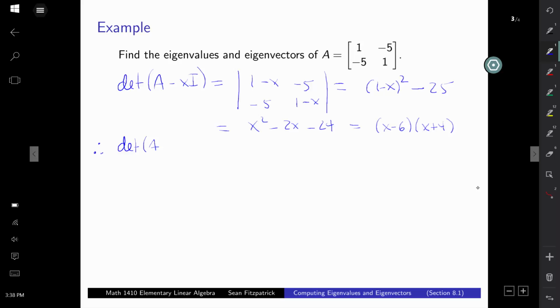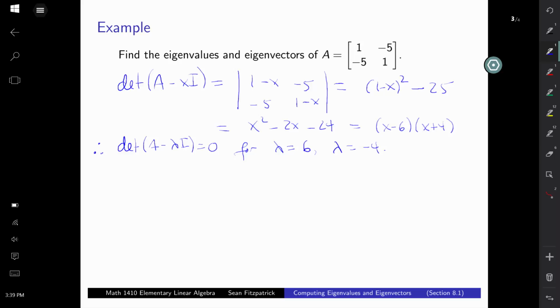so when is this thing going to be equal to 0? It's going to be equal to 0 for lambda equals 6 and lambda equals minus 4, right? Because 6 minus 6 would give me 0, minus 4 plus 4 would give me 0. Those are the two possible zeros.